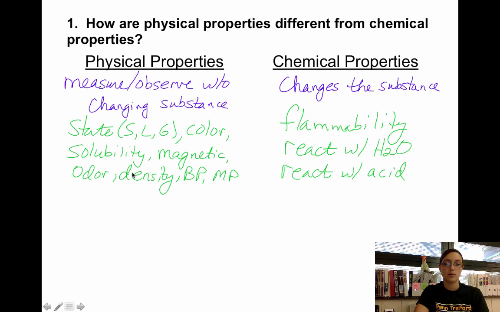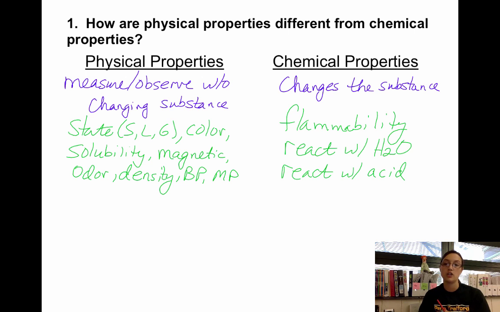Density is another physical property. We're going to talk much, much more about density in the next part of the unit. We're going to do a whole section on density. That is how much mass we have per volume, how dense something is. A lot of times you think about whether it floats or not. That's a physical property.